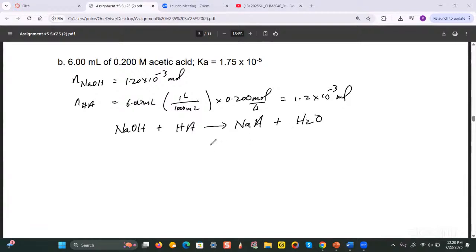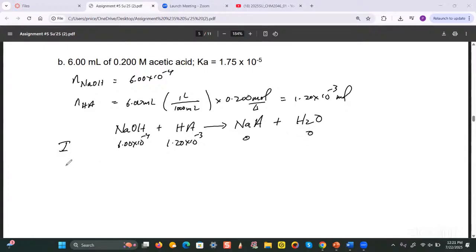So again, I'm going to set up an ice table. NaOH, it was 6.0 times 10 to the -4. Okay. So again, we're going to set up our ice table. Initially, we're going to have 6.00 times 10 to the minus 4 moles of the sodium hydroxide. Here, we're going to have 1.2 times 10 to the minus 3 moles of the, I need one more zero, of the acetic acid.